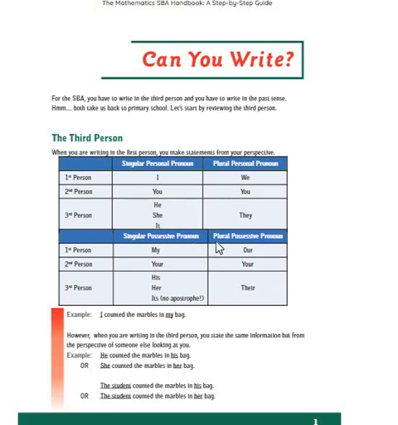Singular possessive pronoun and plural possessive pronoun. For the third person, we use his, her, or its, no apostrophe, or their for plural personal pronoun. Example: I counted the marbles in my bag. However, when you are writing in the third person, you state the same information, but from the perspective of someone else looking at you. Example: he counted the marbles in his bag, or she counted the marbles in her bag, or the student counted the marbles in his bag, or the student counted the marbles in her bag.